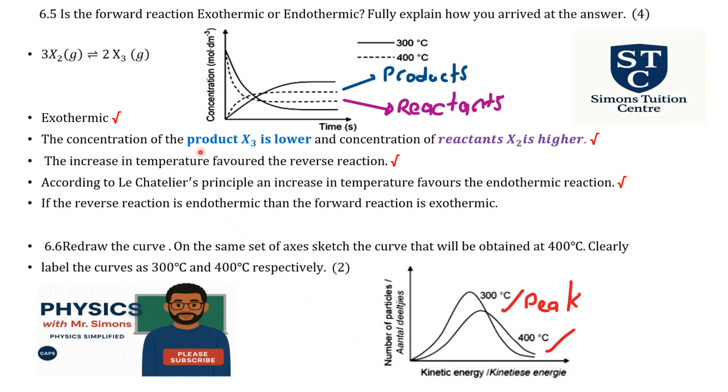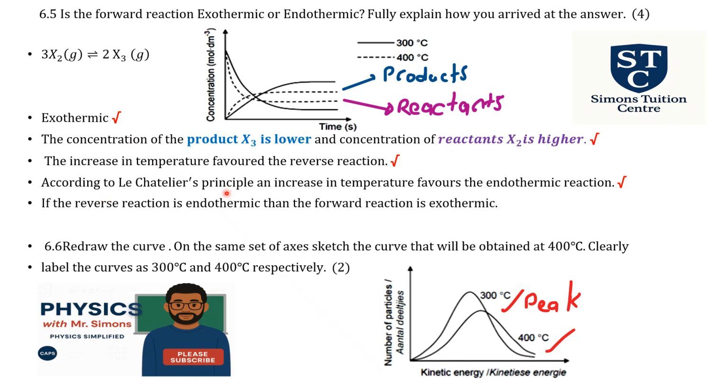So I can say the concentration of the products, X3, is lower, and the concentration of my reactants, X2, is higher. I hope you understand what I mean. So this is higher than that, and that is lower than that. The increase in temperature favors the reverse reaction. So why do we say reverse reaction? Because my reactants got higher and my products got lower. So my products were used up and more reactants were formed. So the increase in temperature favored the reverse reaction.